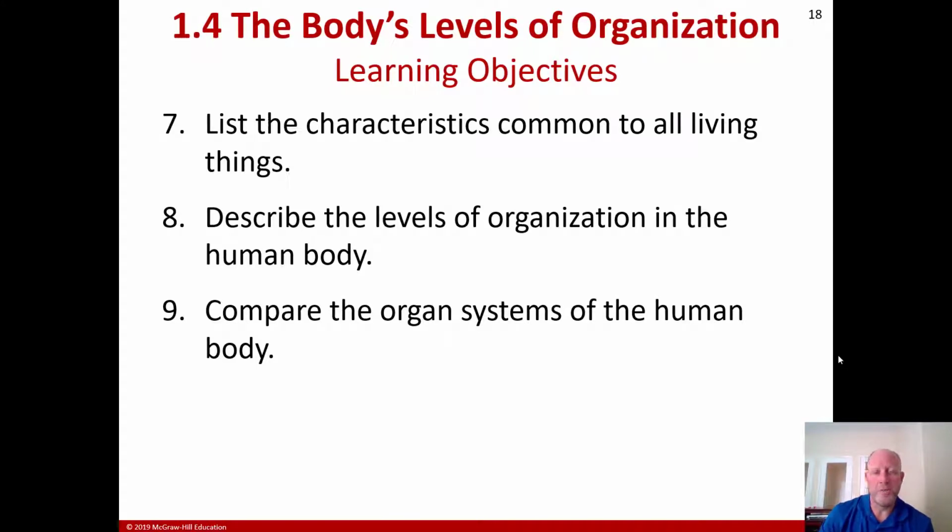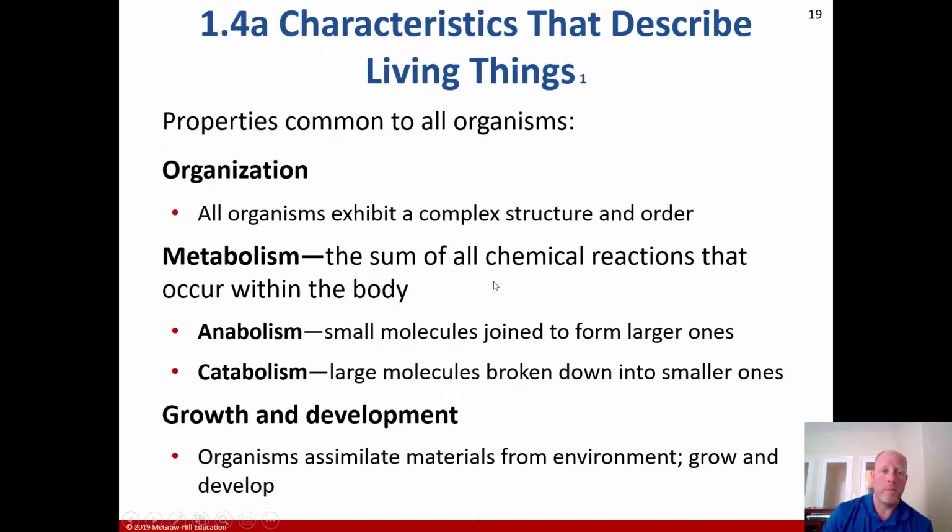We're now going to cover section 4 of chapter 1 on the body's levels of organization. The learning objectives for this particular section are to list the characteristics common to all living organisms, describe the levels of organization in the human body, and compare the organ systems of the human body, very generally. Specifics will come in later chapters. With that, properties that are common to all living organisms.